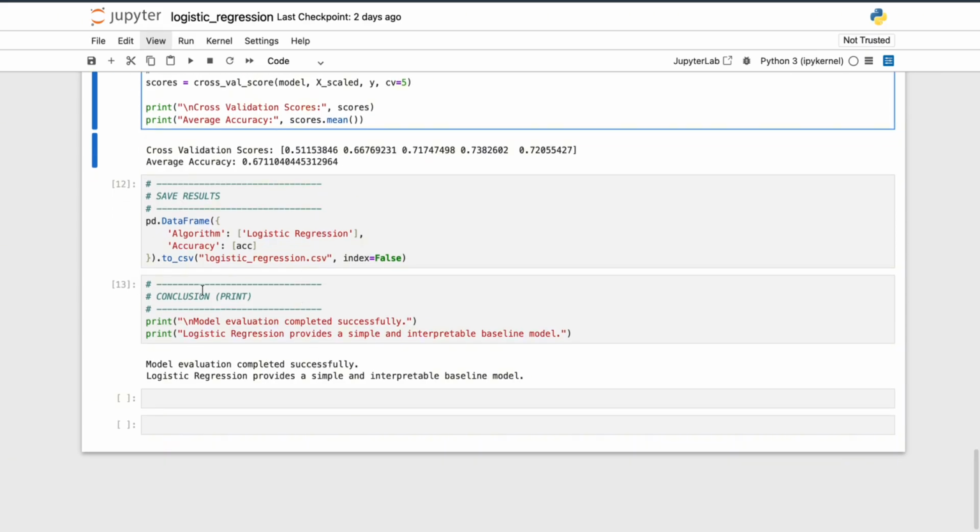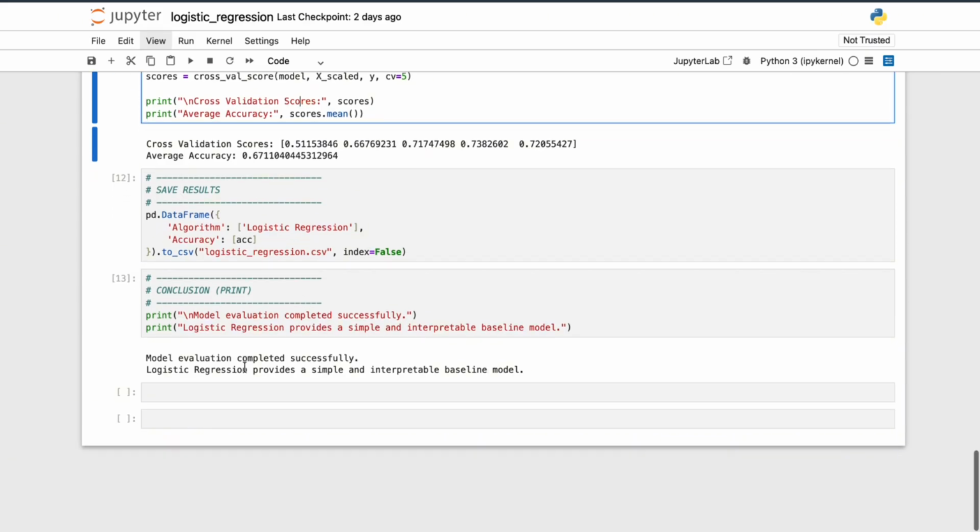In conclusion, logistic regression provided a simple, fast, and highly interpretable baseline model for wine quality classification tasks. Although more advanced algorithms may achieve slightly higher accuracy, logistic regression gives us a very strong foundation for our comparison.